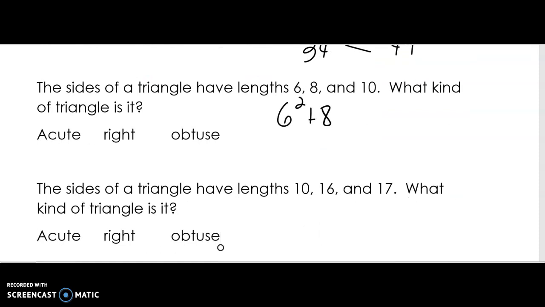6 squared plus 8 squared, then we're going to do 10 squared. This gets to be 100, this is 100, so they're equal, so it's a right triangle.